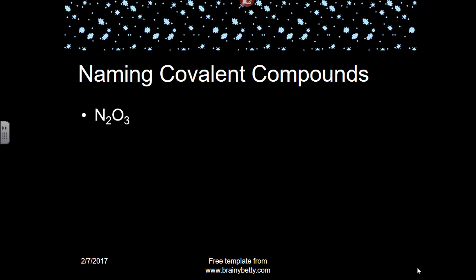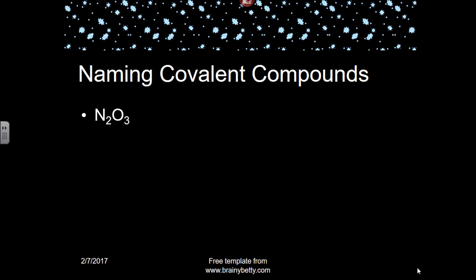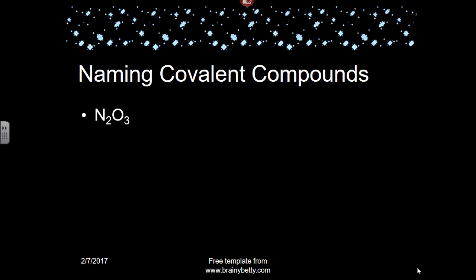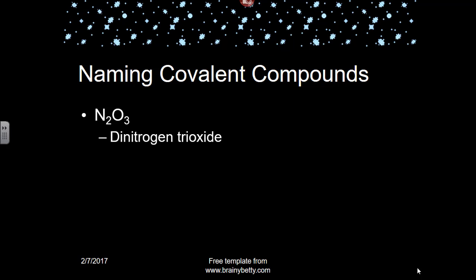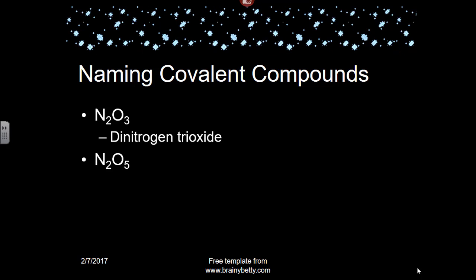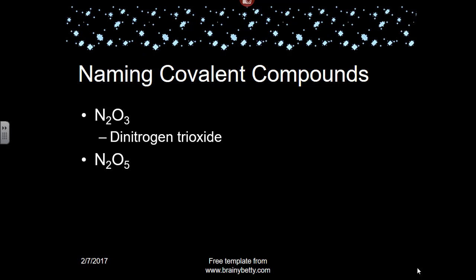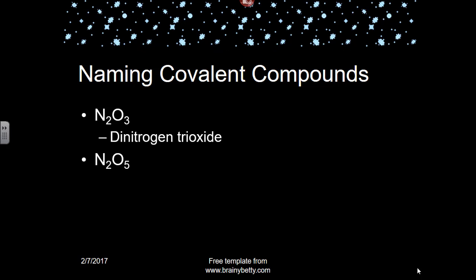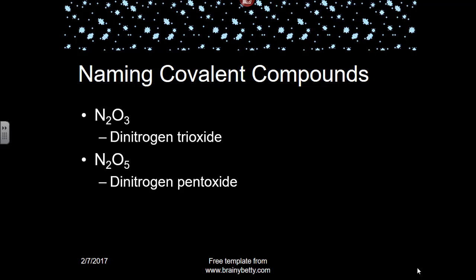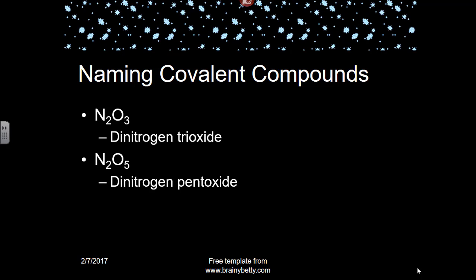How about this one? N2O3. How many nitrogens? How many oxygens? Dinitrogen trioxide. And this one? Hopefully by now you're starting to see the pattern. Dinitrogen pentoxide. Notice again that we drop the A off of penta, and that's just to make it read more smoothly.